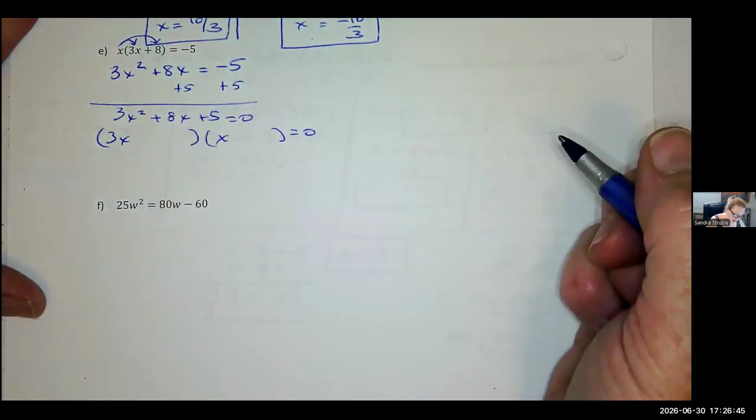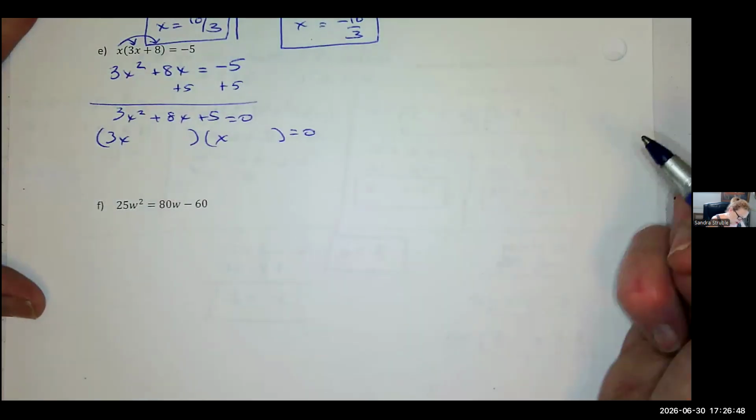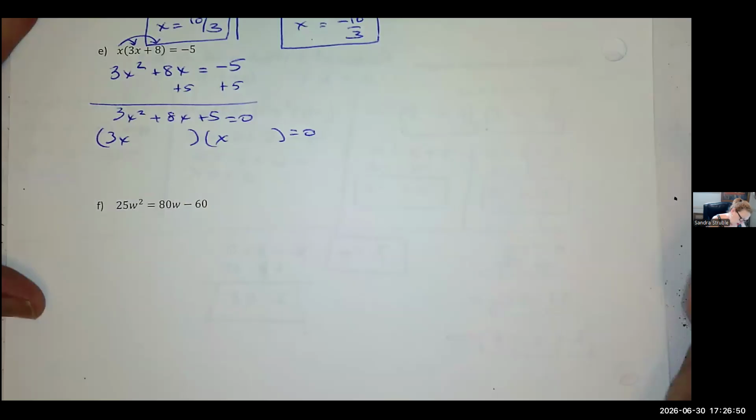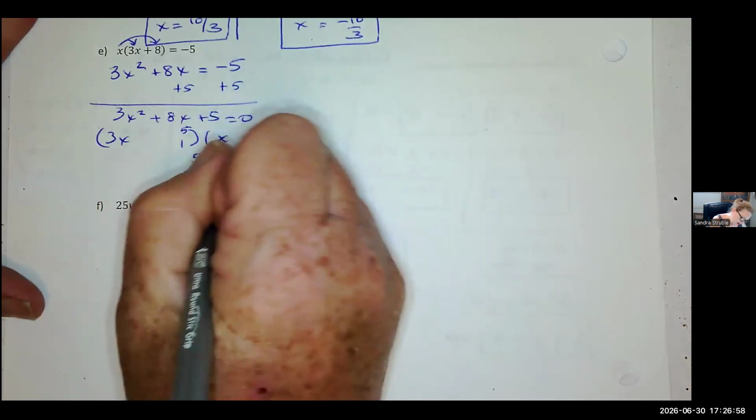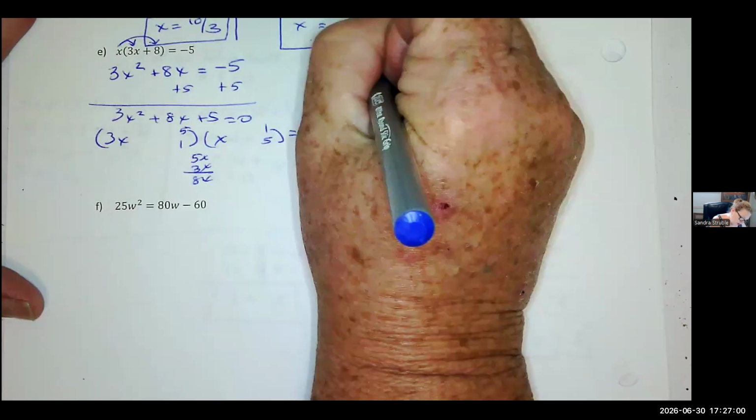3x and x. All right. There's a couple different ways we can do this. We can do trial and error. I would try a 5, a 1, a 1, and a 5. So 5x plus 3x gives me 8x. So that works. All right. So it's 3x plus 5 and x plus 1.